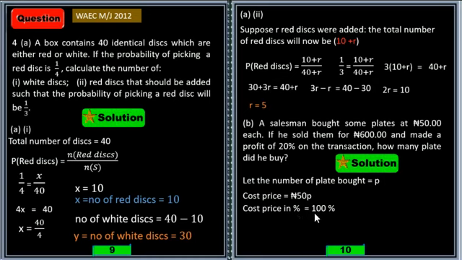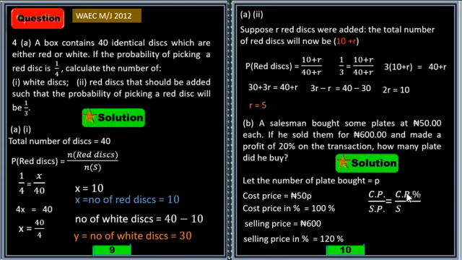The cost price in percentage will be 100%. The selling price we are told in the question is 600 naira. The selling price in percentage will be cost price 100% plus profit 20%, giving us 120%. Taking the ratio of the cost price to the selling price, and the cost price in percentage to the selling price in percentage, we are going to have 50P over 600 equal to 100 over 120.